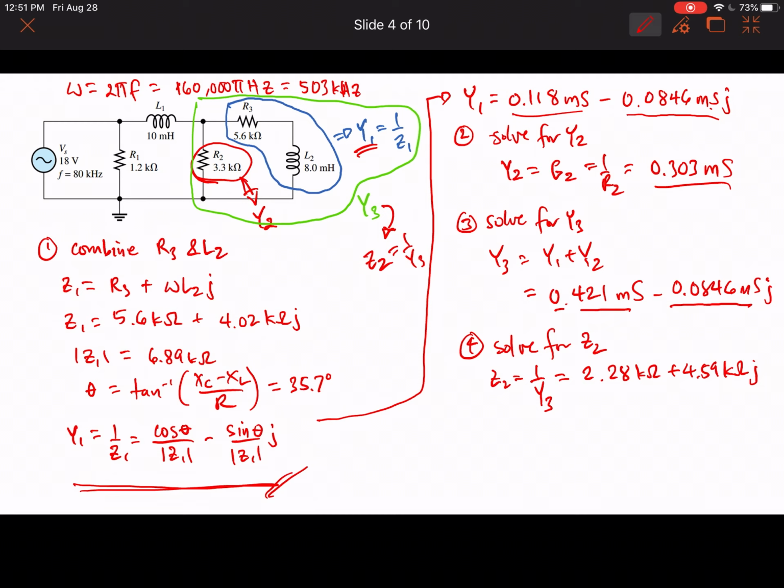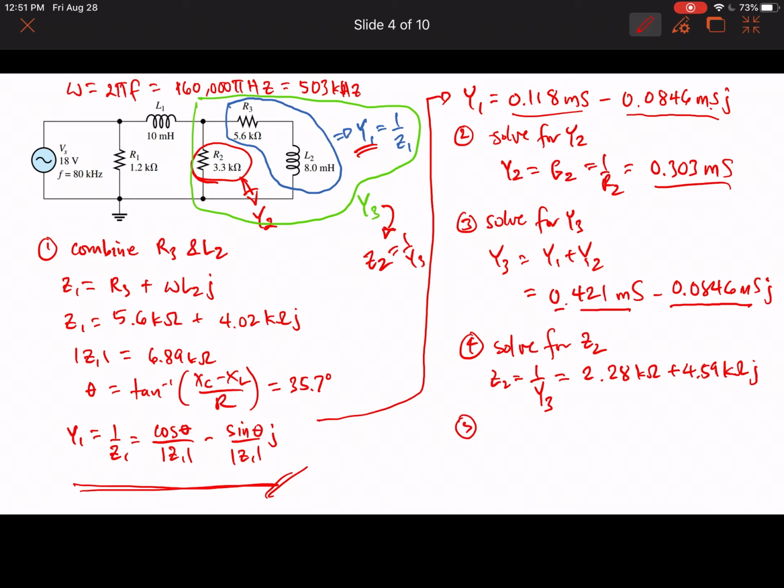Now we can combine Z2 with L1 because Z2 is in series with L1. You cannot combine Y3 with L1 because Y3 is the admittance, and it's solved by getting the parallel, or by solving for the equivalent parallel circuit. So Z2, okay, we combine with L1 by doing this.